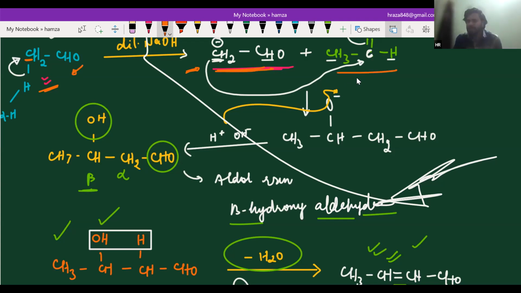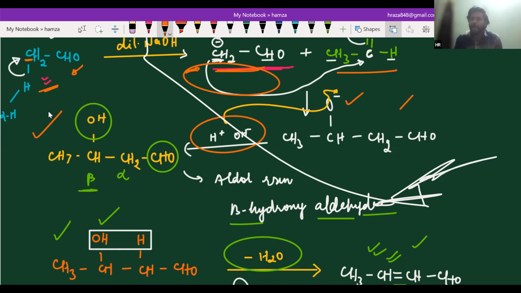How it is possible? C double bond O, carbonyl group. Oxygen will take electron from carbon. Carbon will have deficiency of electron. That means it will be acting as electrophile. So this negative will attack on that, and in this way you will get this, and then again react with this H2O. That means H plus will attack this, and you will get our reaction that is known as aldol reaction and also known as beta hydroxyaldehyde.